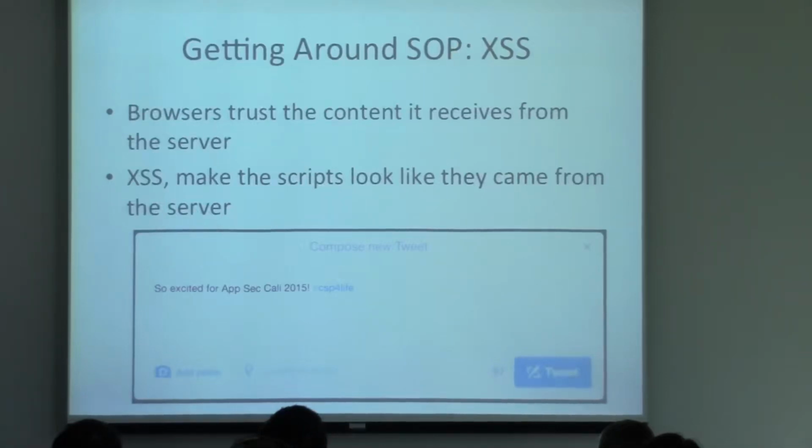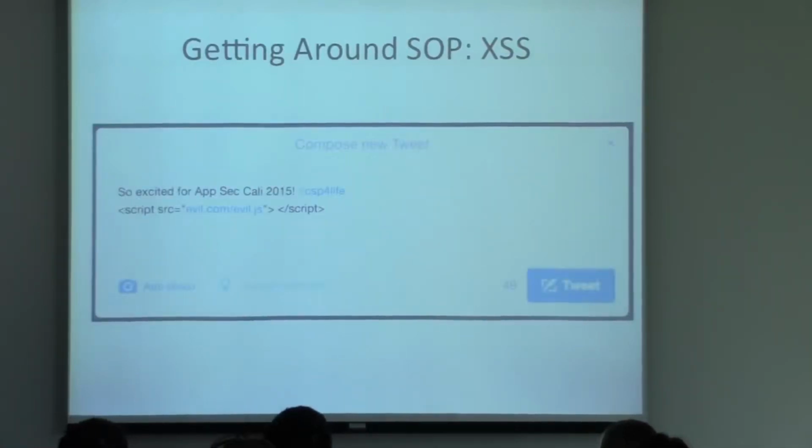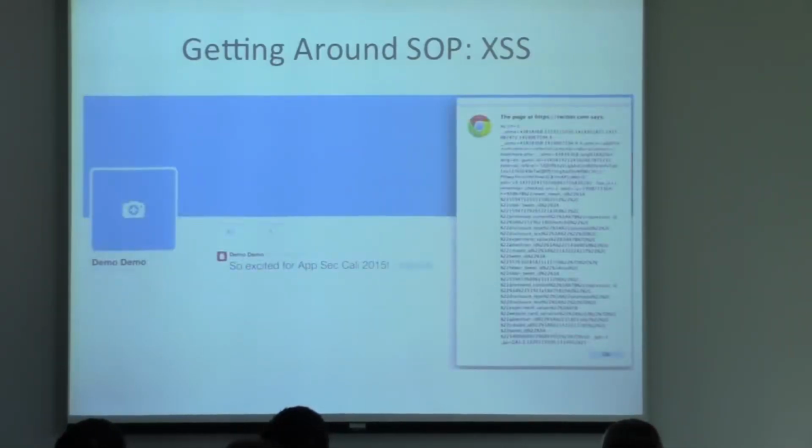Another example that doesn't work, thank God, is you can imagine yourself on Twitter typing a status like, so excited for AppSec Cali, CSP for life. And when you post this, right underneath you'll have your little tweet box, and you'll be able to see it, yay, it got posted and it got rendered within the HTML. So a malicious person could potentially try something like this, where so excited for AppSec Cali 2015, and then have a script source, evil.com/evil.js. If Twitter was vulnerable to this, the script source would get rendered in the HTML and then executed, and they would be able to execute any code that they had hosted on evil.com, which would be a very bad thing. Fortunately, this doesn't work with Twitter.